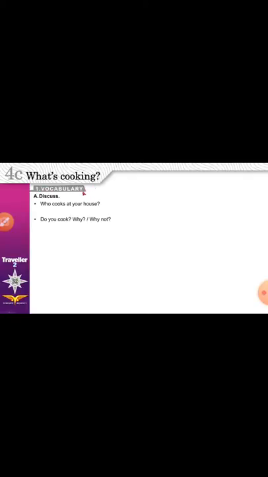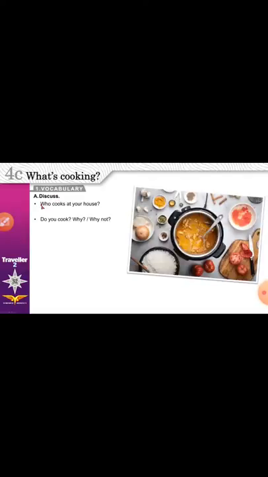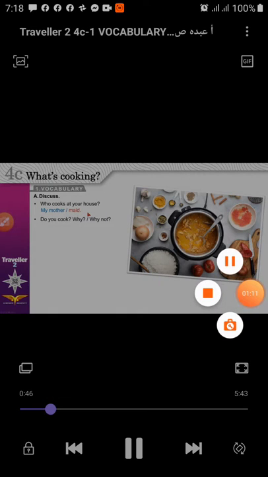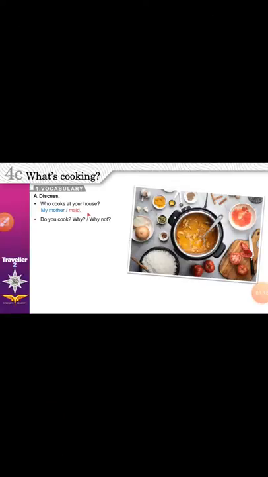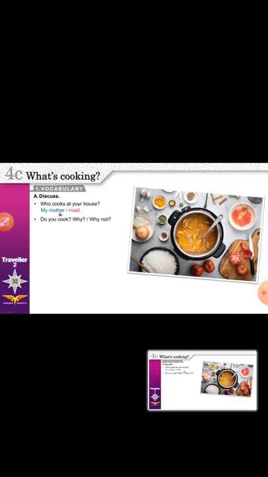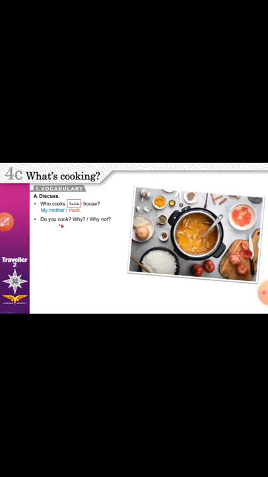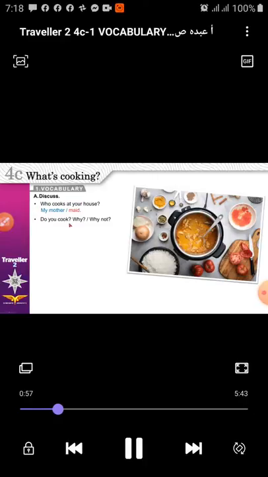1. Vocabulary. A. Discuss. Who cooks at your house? Usually, the mother is the one who cooks. In some houses, they have a maid. A maid is usually a woman that you hire and you pay money to clean the house and cook your food. Do you cook? If you say yes, why do you cook? If you say no, why not? Why don't you try it?